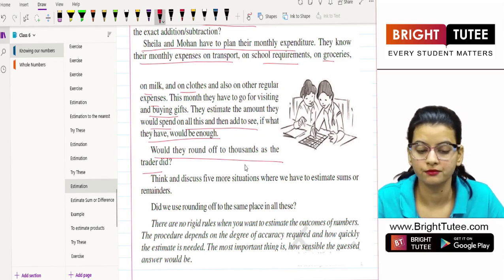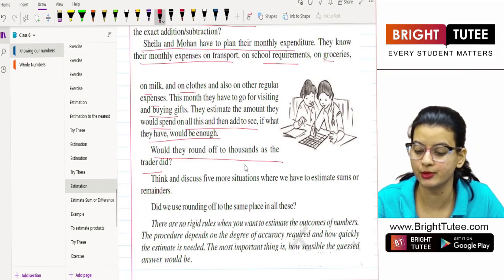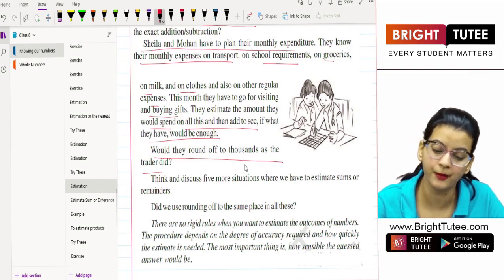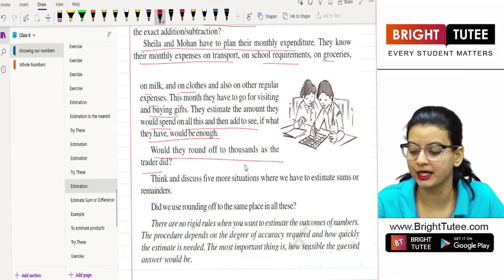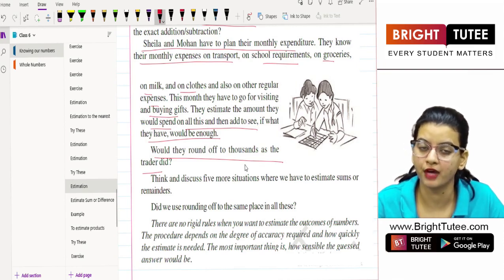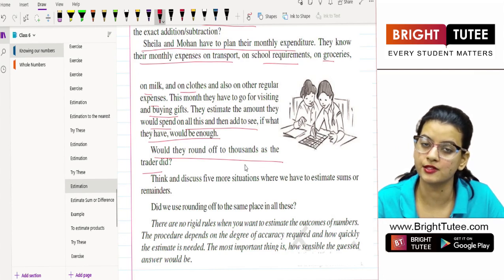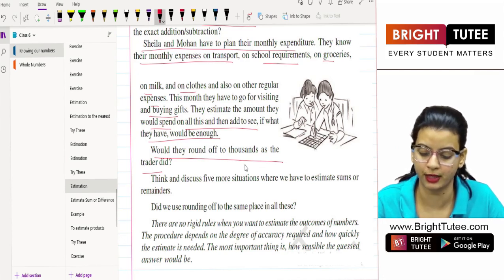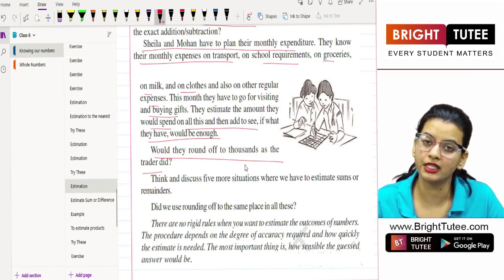Okay. So, now we have got Sheila and Mohan. Now, they have their monthly expenses on transport, school requirements, groceries, milk, clothes, regular expenses, etc. Now, they have to visit some place. Okay. And they want to buy gifts. Now, they also want to find out whether the amount of money they have is enough for all the expenses that they have, and whether they can spare some amount of money for visiting and for buying gifts. So, how are they going to round off? Now, that depends on the amount they have.